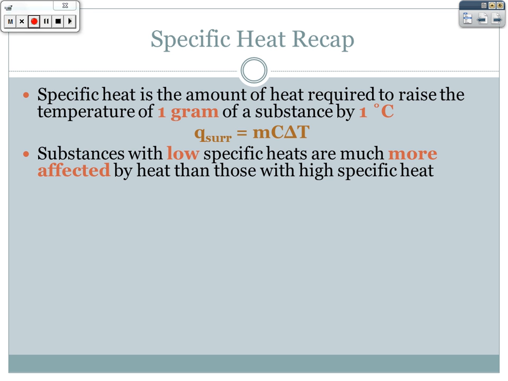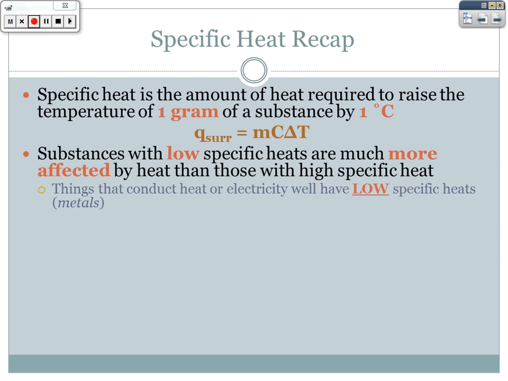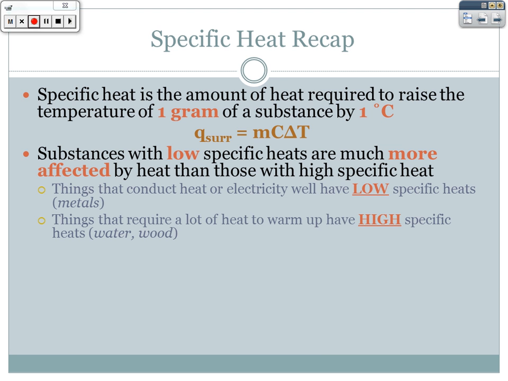So substances with low specific heats are much more affected by heat than those with high specific heat. Things that conduct heat or electricity well have low specific heats, meaning metals. So they have low specific heats because they're much more affected by heat than those with high specific heats. And things that require a lot of heat to warm up have high specific heats, like water or wood.